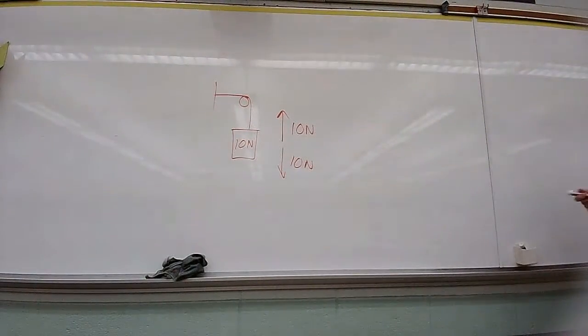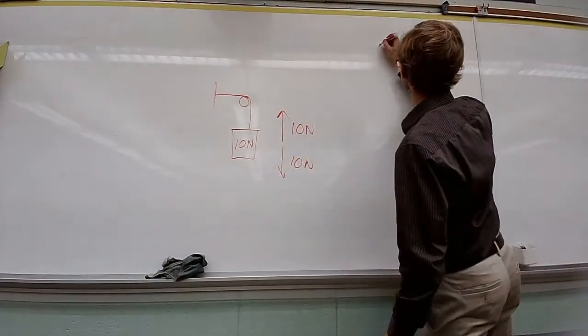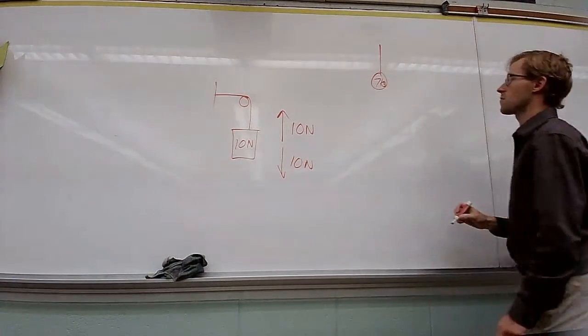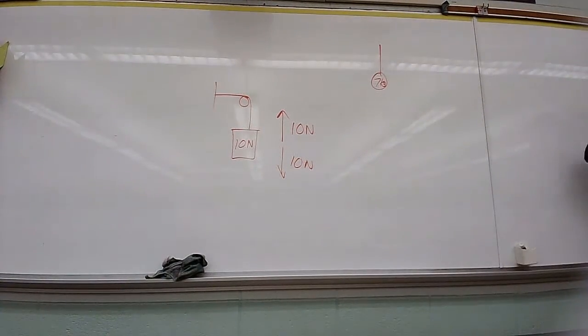Now, in terms of numbers, maybe we've got a hanging mass of 7 kilograms, and we want to figure out what that tension is going to be. This will probably be the most basic force equation that you get in this chapter.